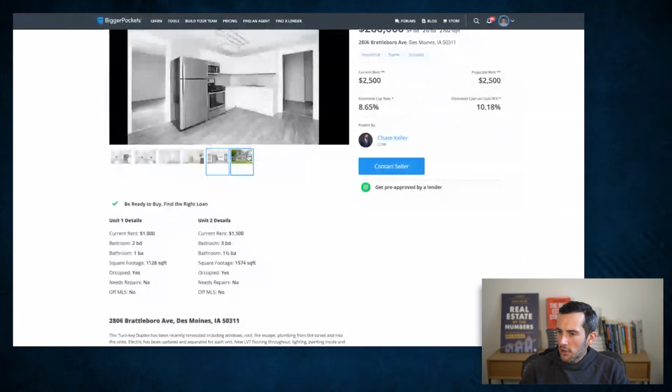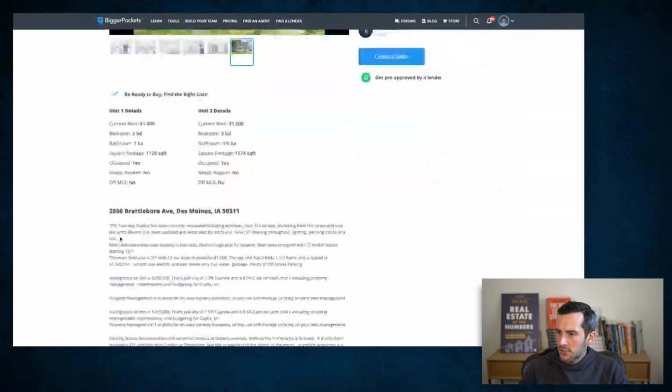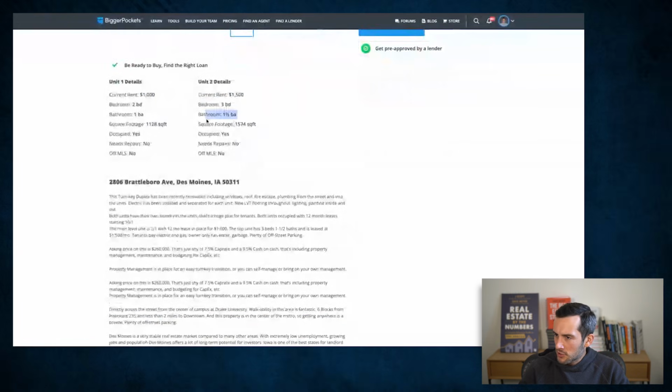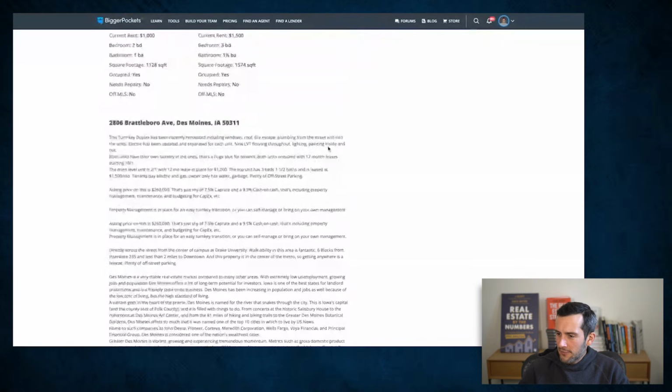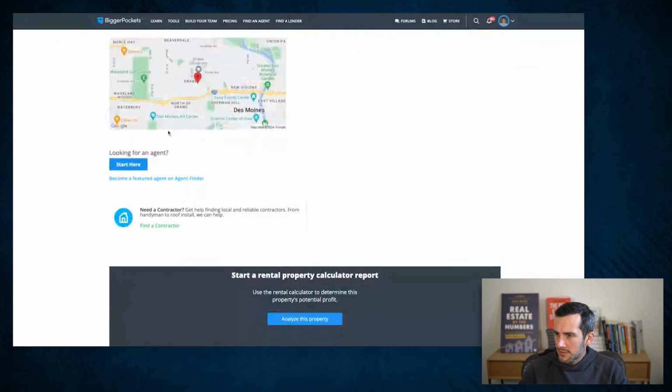What it shows is the current rent for the 2-bedroom is about $1,000, and the 3-bedroom is $1,500. Again, they're pretty big. Oh, sorry. I said both were over 1,500 square feet before. That was wrong. The smaller one is actually only 1,100 and this one's almost 1,600, but still pretty good size units there. You could read more about it, but it's near the center of Des Moines, near Drake University. So that's a pretty good opportunity.